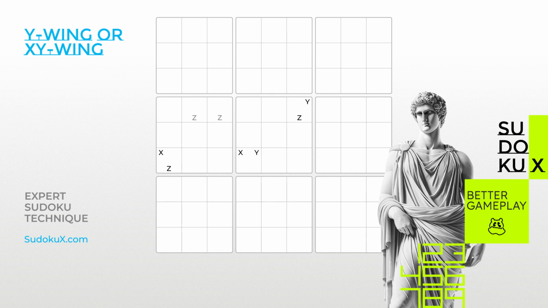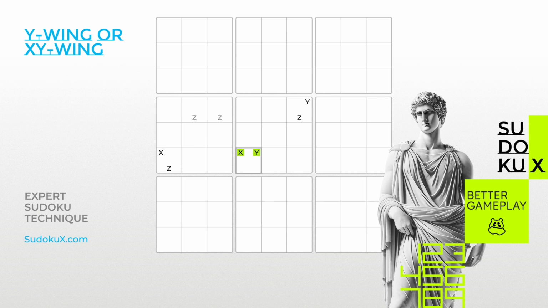Today, we will introduce an elimination technique called the Y-wing, sometimes also referred to as the XY wing. The Y-wing is an effective elimination technique, though its pattern can be challenging to identify. To apply the Y-wing technique, we begin by searching for a cell with only two potential candidates, X and Y, known as the pivot cell.